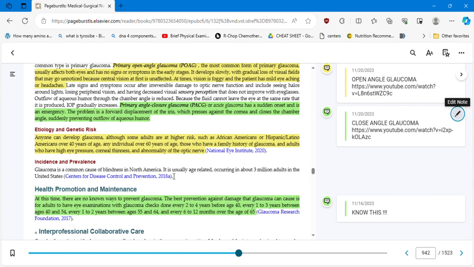Anyone can develop glaucoma, although some adults are higher risk, such as African Americans, Hispanic, Latino Americans over 40 years of age, any individual over 60 years of age, those who have a family history of glaucoma, and adults who have high eye pressure, corneal thinness, and abnormality of the optic nerve.